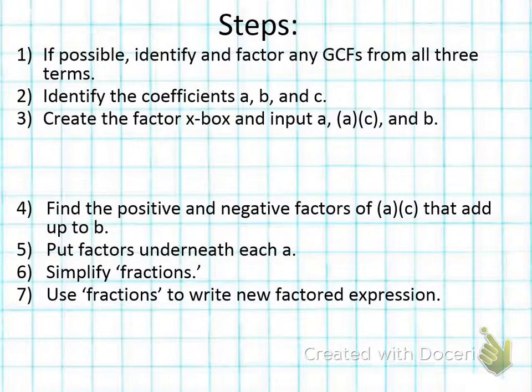Okay, so a little wordy today, but these are going to help us for the next 3 lessons, okay? So we'll write them today and then we won't have to write them again. All right, so the first thing we're going to do, like I mentioned earlier, is identify and factor any GCFs from all 3 terms. So if there's a greatest common factor, we want to get that out. Then we're going to identify the coefficients. So what's A, what's B, what's C? Then we're going to create the factor Xbox.